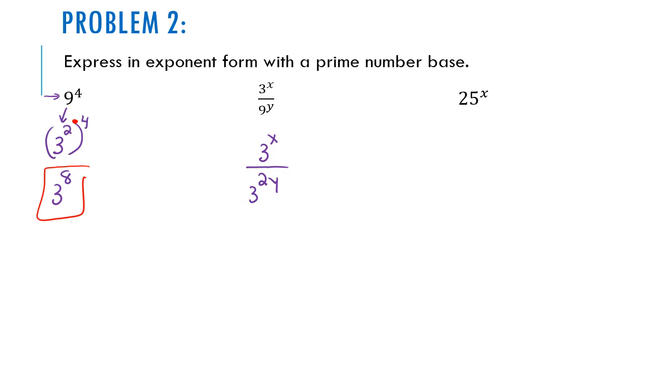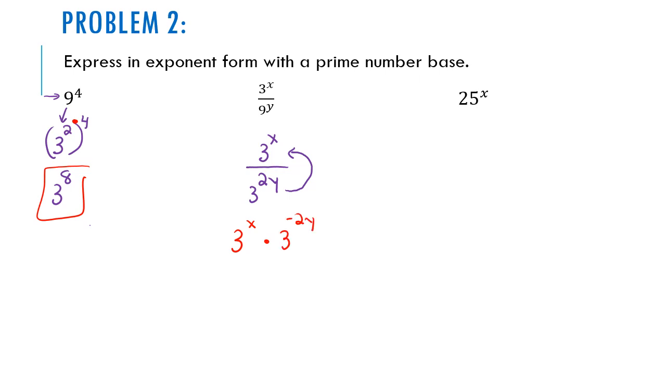But we're going to try to write this as a single base. Right now we have two separate bases going on. We have a numerator and denominator. So I'm going to go ahead and move that denominator to the top. And remember, when I do that, the exponent sign changes. So now I'm going to have 3 to the x times 3 to the negative 2y.